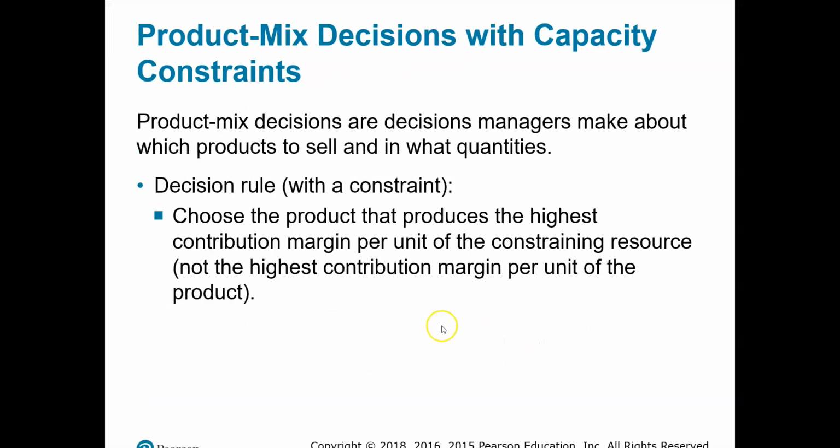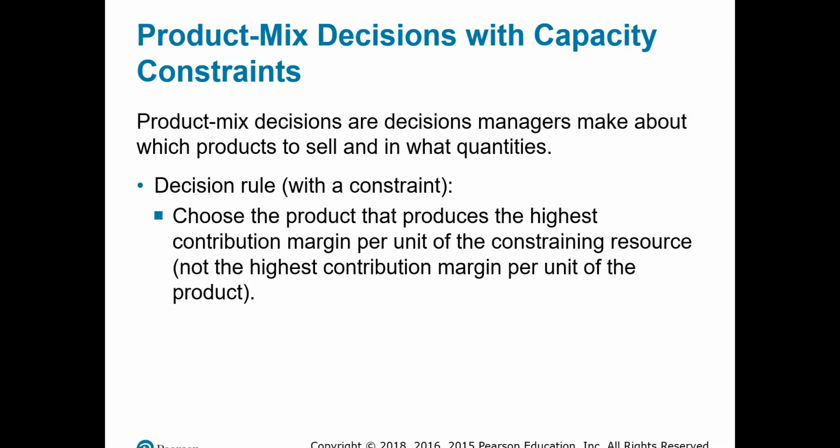So let me get over here. If we have capacity constraints, our product mix decisions are going to be what products do we sell and in what quantities, like we talked about a little before with AngelSoft. They may have 5, 6, 7, 8 different products, the same product just packaged up 5, 6, 7, 8 different ways.